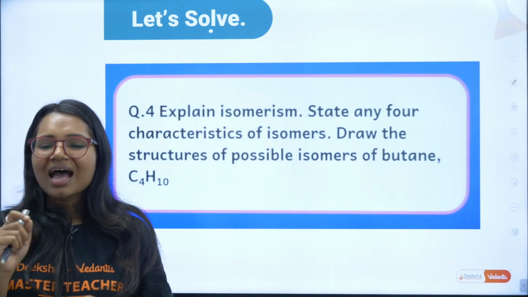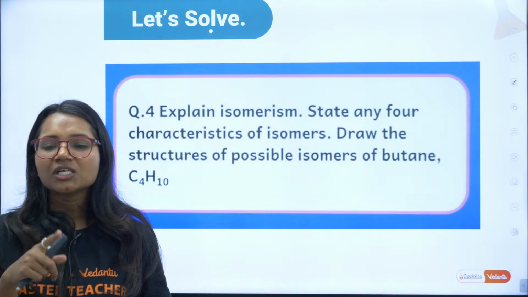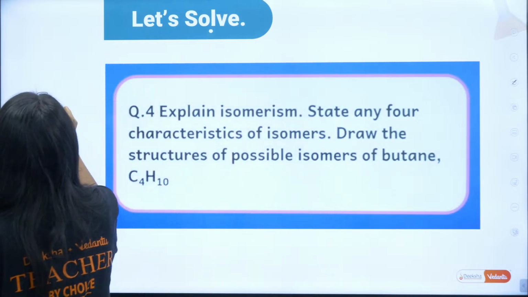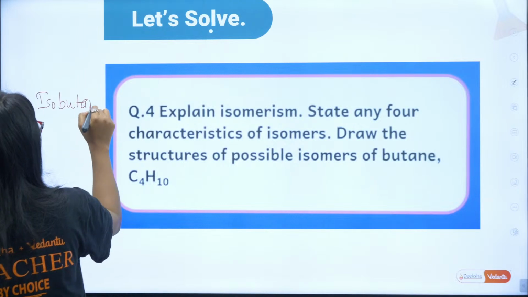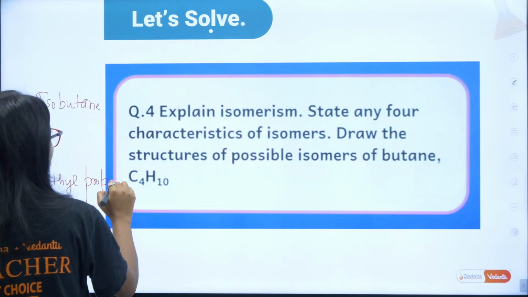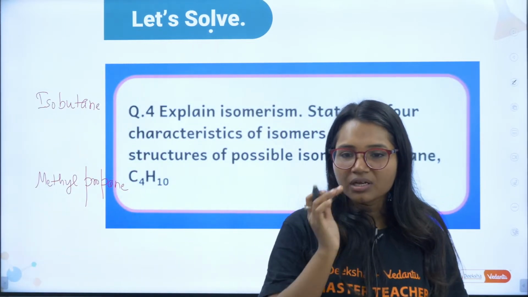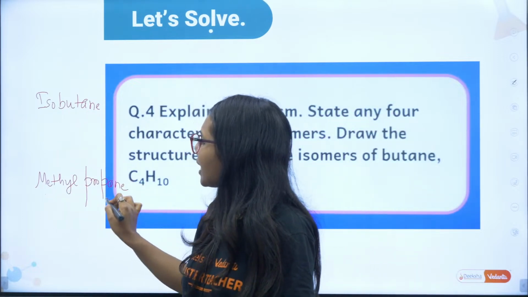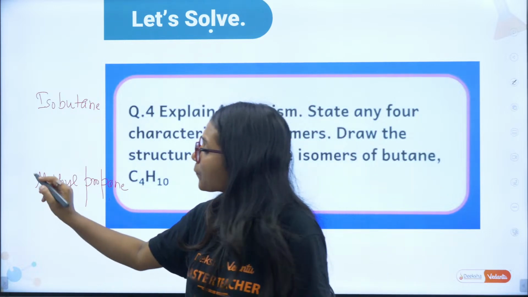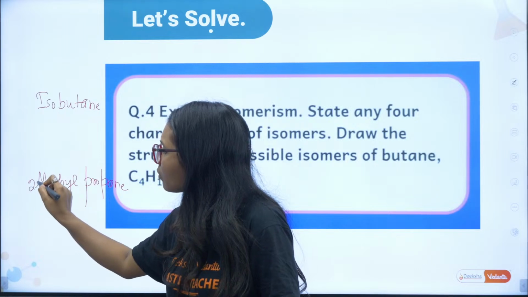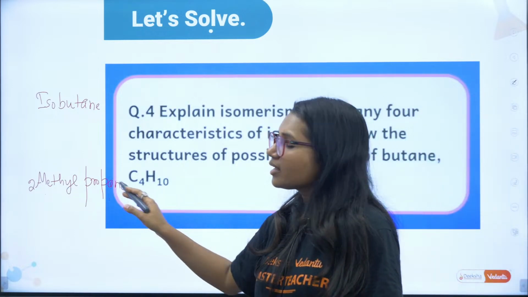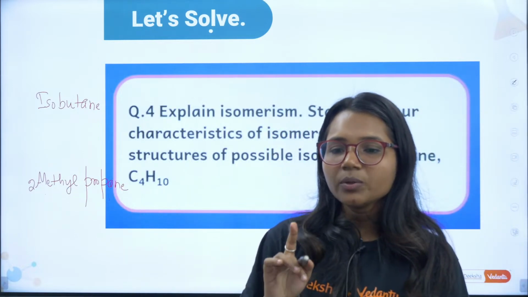What was the question? Isobutane and methyl propane. Okay, so Veena has asked me one question, that isobutane and methyl propane. First of all, Veena, if it is methyl propane, definitely it should be 2-methyl propane. There is nothing called just methyl propane. So it will be 2-methyl propane. Correct? Difference between butane and methyl propane.